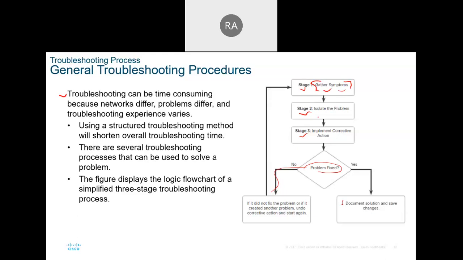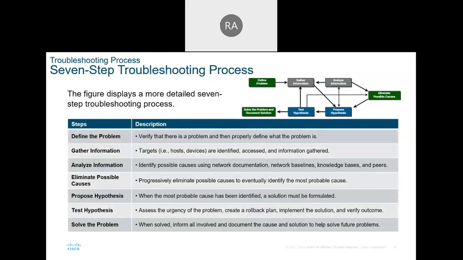Then stage 2, you isolate the problem. Okay, since it doesn't have these symptoms, that means it cannot be this, it cannot be that, it probably may be this, it probably may be that. And based on what you thought is the problem, you implement corrective action. These are the basic 3 stages, but we can go beyond that. Let's go beyond that. So they gave us 7 stages here.